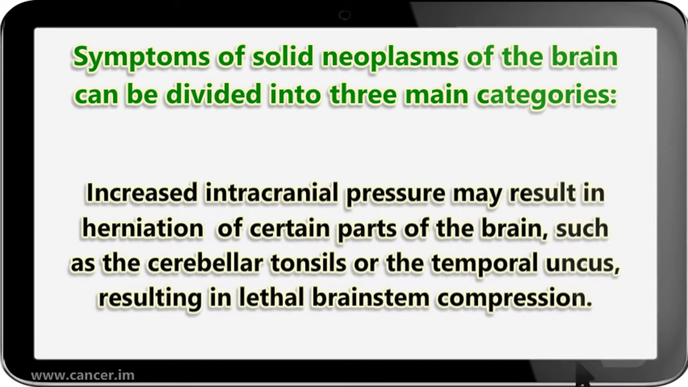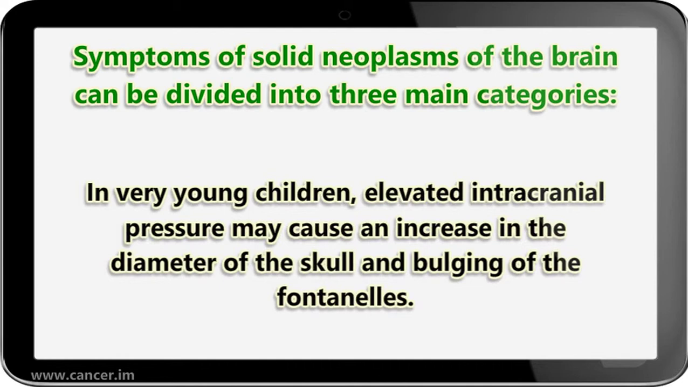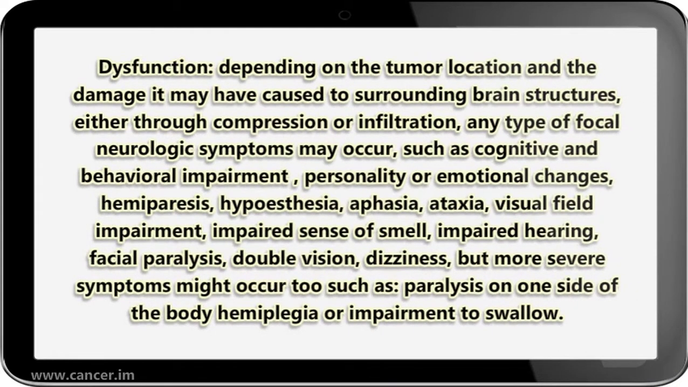Increased intracranial pressure may result in herniation of certain parts of the brain, such as the cerebellar tonsils or the temporal uncus, resulting in lethal brainstem compression. In very young children, elevated intracranial pressure may cause an increase in the diameter of the skull and bulging of the fontanelles. Dysfunction, depending on the tumor location and the damage it may have caused to surrounding brain structures either through compression or infiltration.